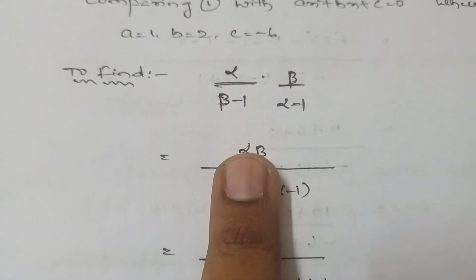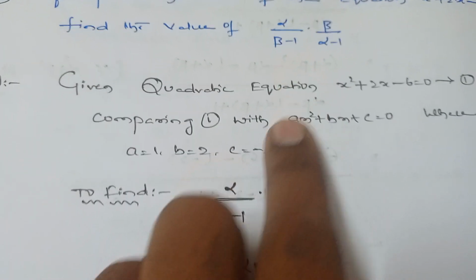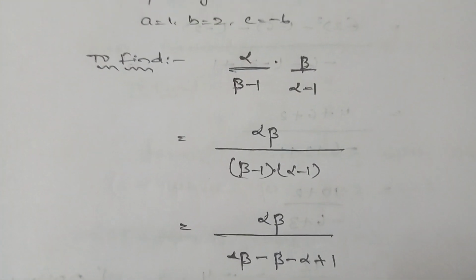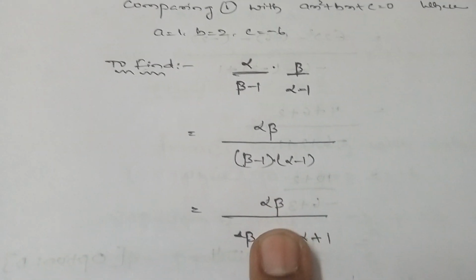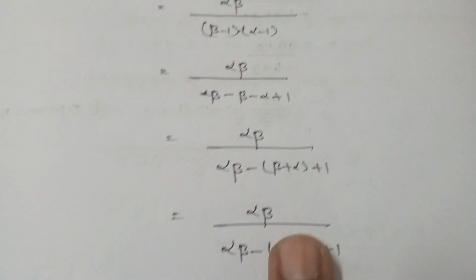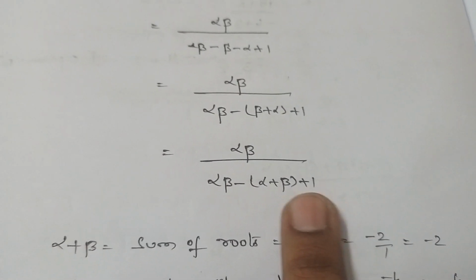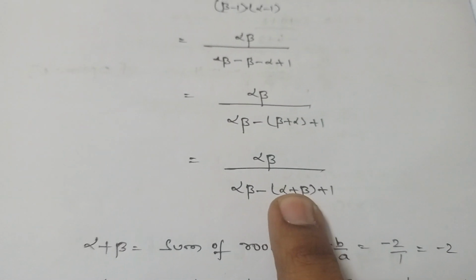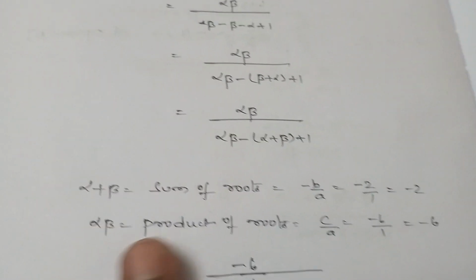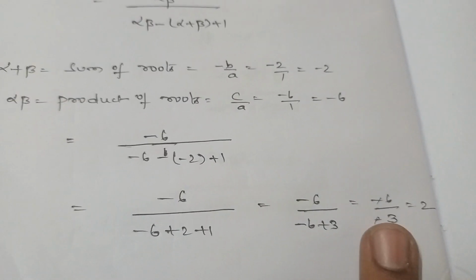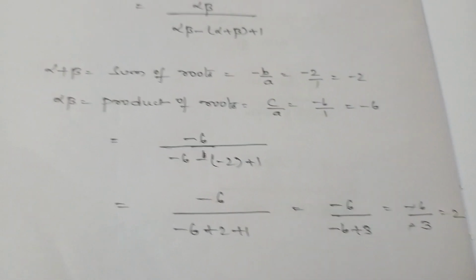Simplified, I said in the previous videos also, whatever value they are asking to find here, we need to convert in terms of alpha plus beta and alpha beta, that is sum of roots and product of roots. Taking LCM and simplifying, we get alpha beta by alpha beta minus alpha plus beta plus 1. So we convert it in terms of product and in terms of sum of the roots. So substitute the values. After simplifying, we get 2, guys. 6 by 3, that is equal to 2.